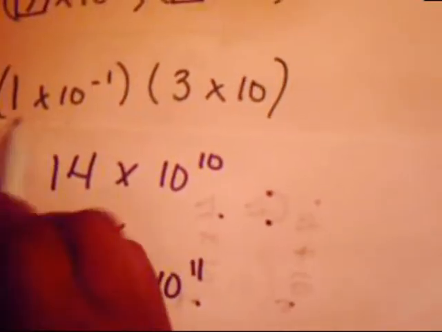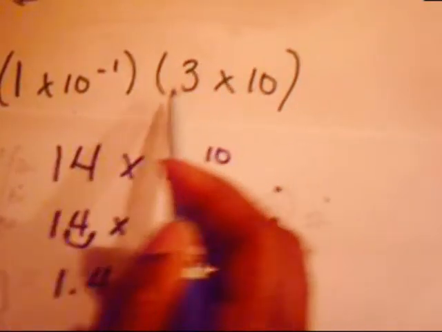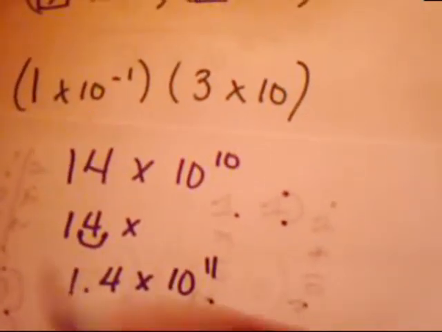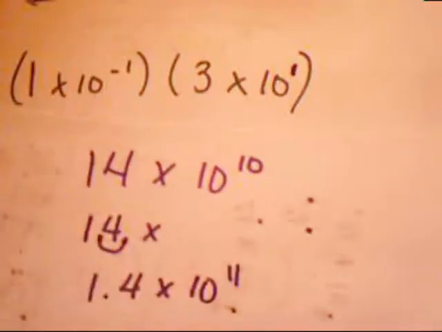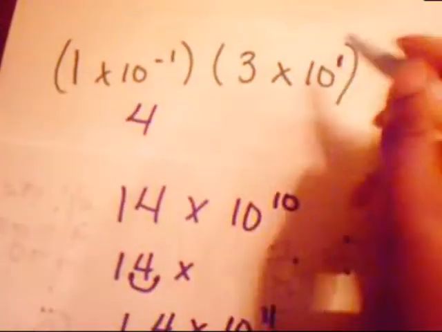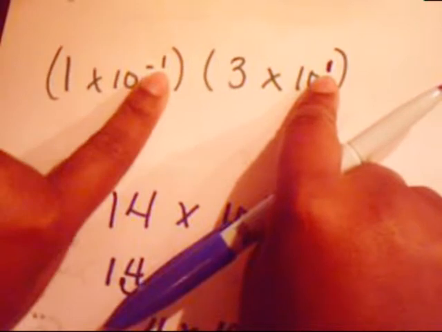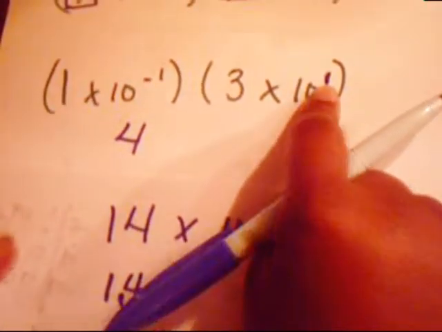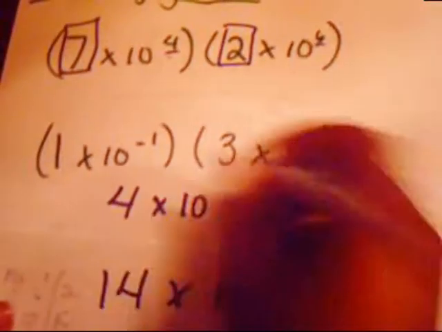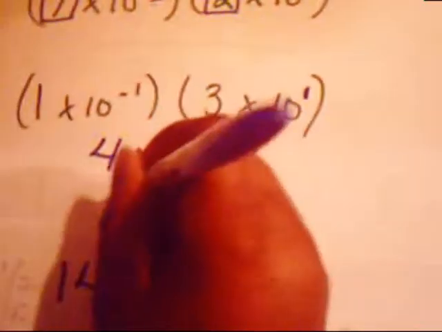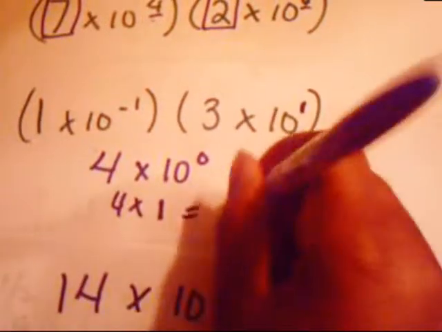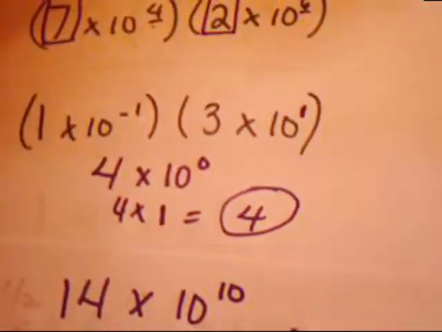Here's another one. 1 times 10 to the negative 1st power and 4 times 10. Let's put some exponents in here. This is a negative 1. What's this exponent? 1, right? Let's multiply. 1 times 4 is 4. And what are we supposed to do to these powers? Add them. What's negative 1 plus 1? 0. What's any number to the 0 power? Laws of exponents. This is 1. So what it's really saying is 4 times 1, which is 4. So you can't really write 4 in scientific notation.